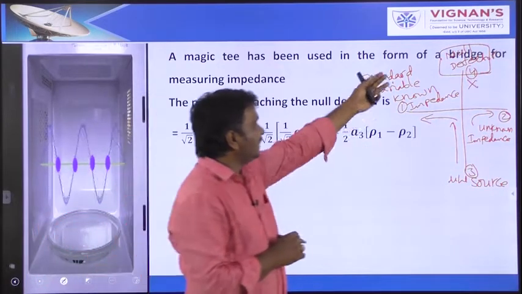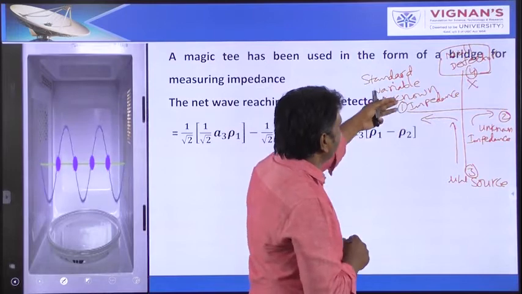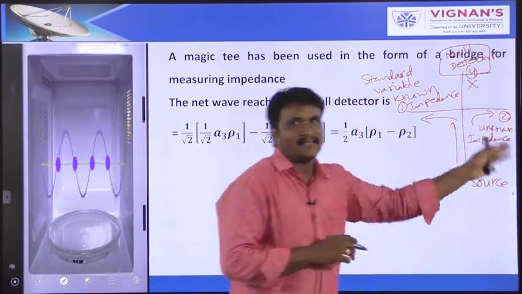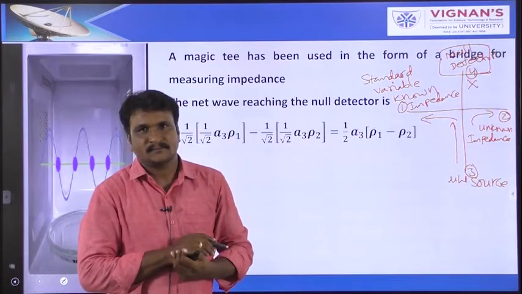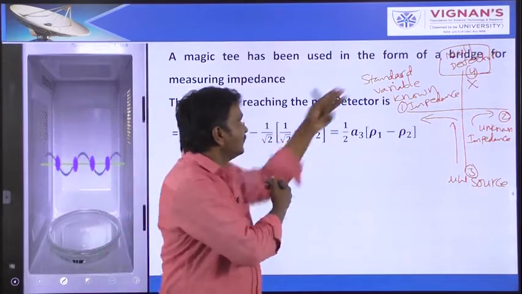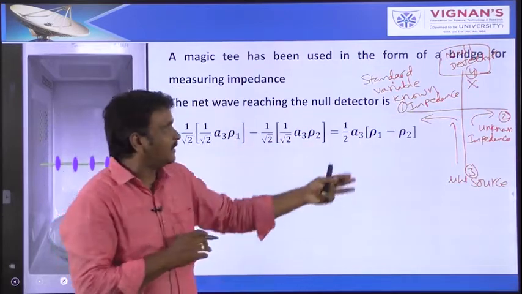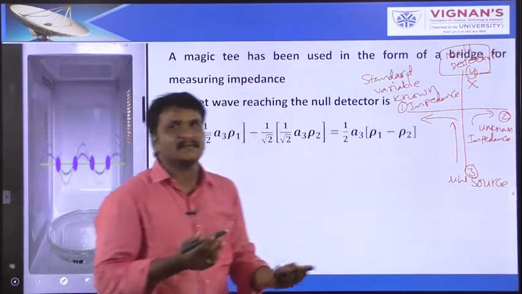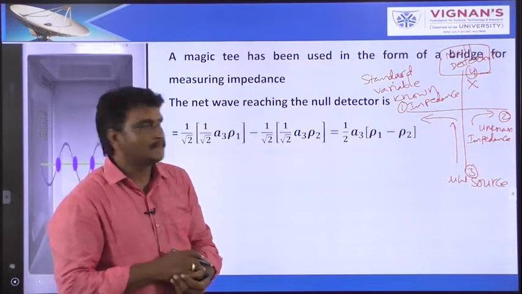Suppose your standard variable impedance is some x. The same x value exists at the second port also. So, your unknown impedance is the same as your standard variable known impedance. Then only the bridge is balanced. Once the bridge is balanced, your null detector value is 0. That's it.